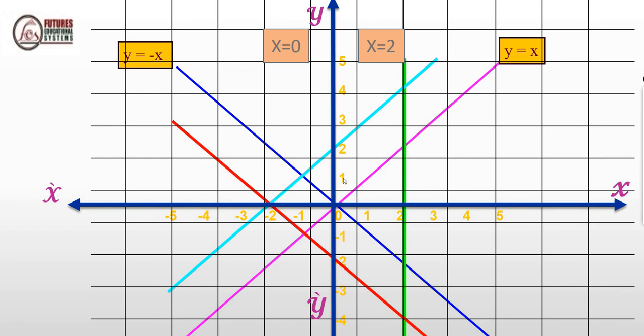Don't forget the angle here is opposite. The angle is obtuse, sorry. The light blue straight line is y equals x plus 2. The red straight line is y plus x equals negative 2.